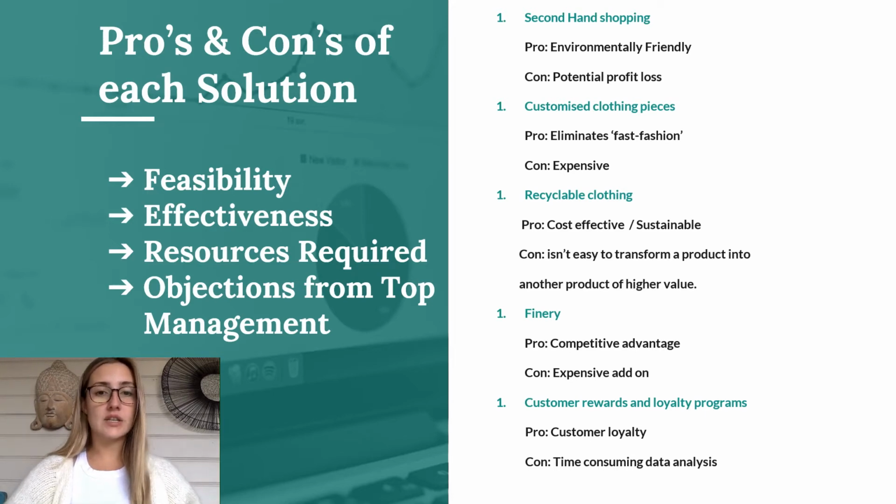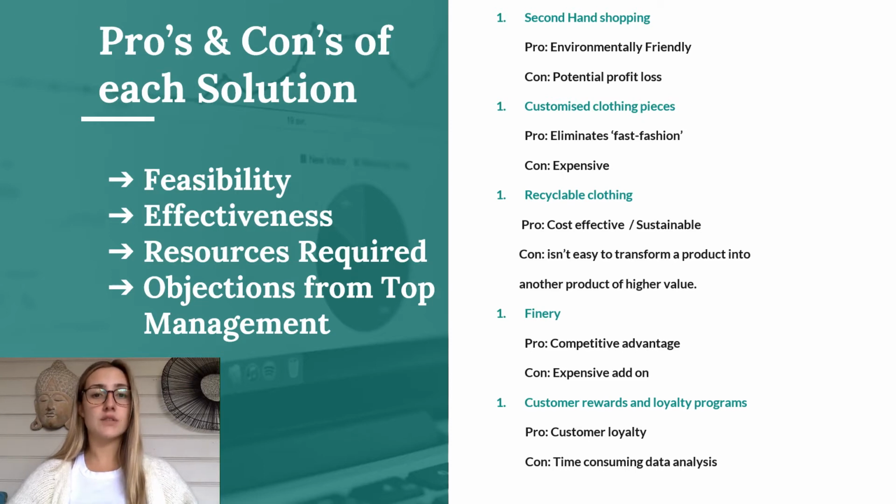The second solution is to introduce on-demand and custom clothing to their customers. The positives to this solution are sustainability and waste reduction, as a customized one-off item is more likely to be kept for a much longer period of time. However, this solution is much more expensive as one-off items cost much more to produce.